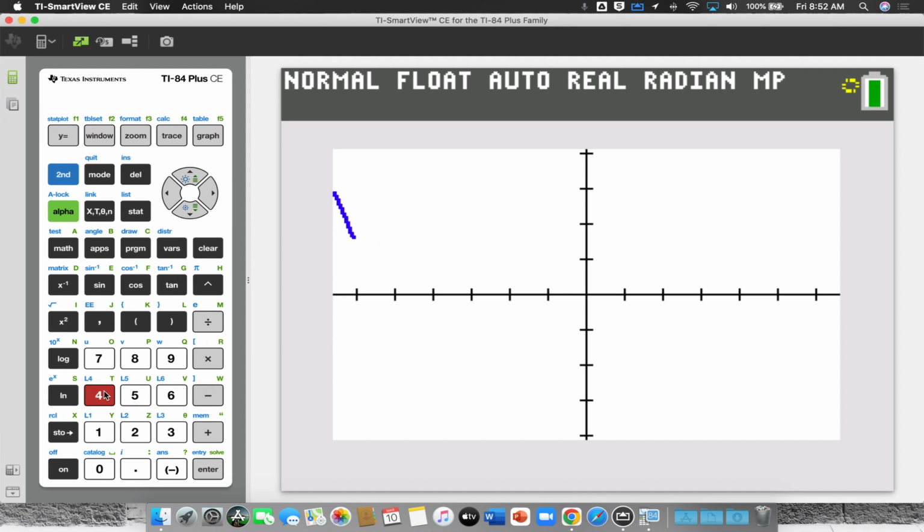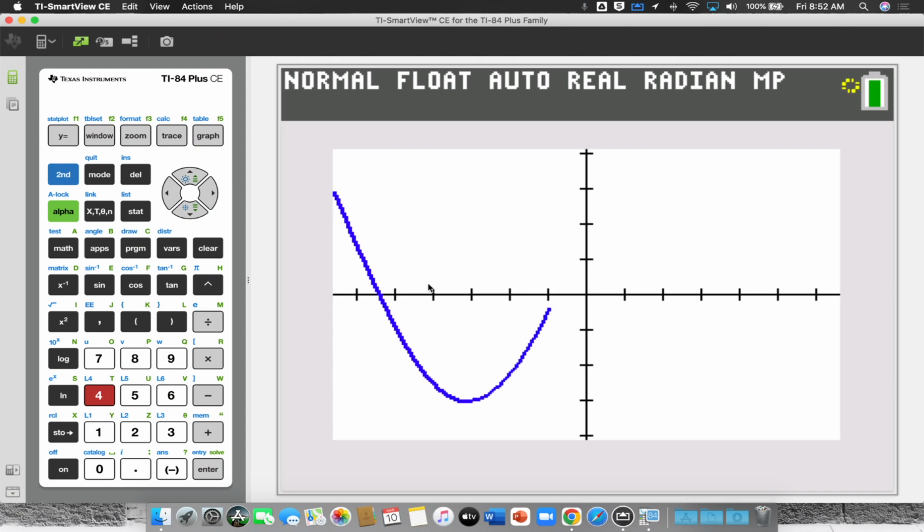Zoom. Decimal. There we go. Okay, so if you can't get it, just look up here. If you're not able to get a picture, it's fine. Just look up here.